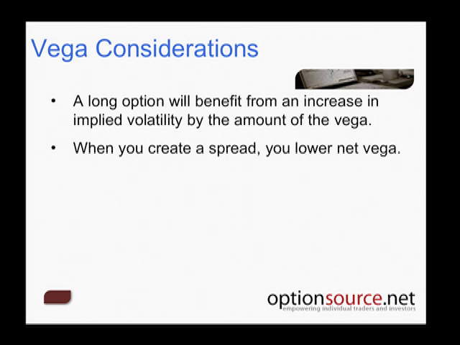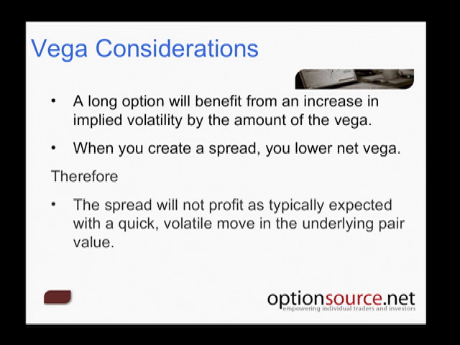So there's a number of considerations here that I wanted to put into perspective with respect to the Vega. So first of all, a long option contract will benefit from an increase in implied volatility by the amount of the Vega. When you create a spread, you lower the net Vega. So what does this mean? Well, the spread will not profit as typically expected with a quick volatile move in the underlying pair value.